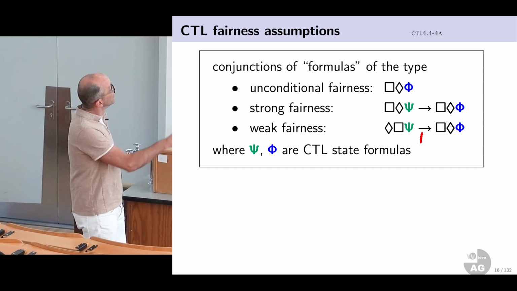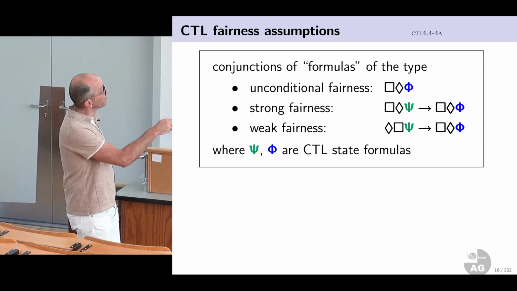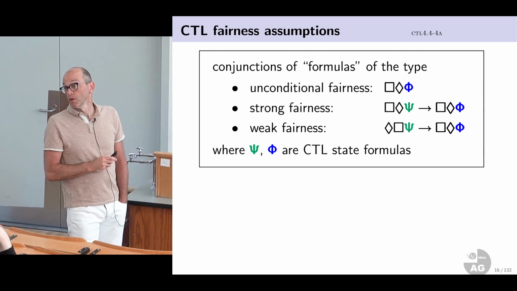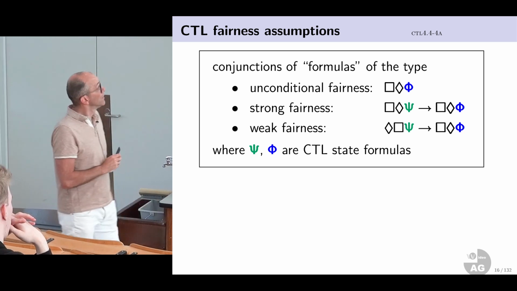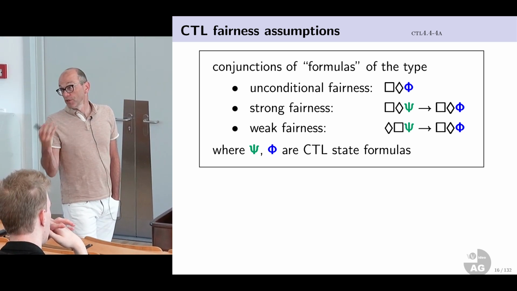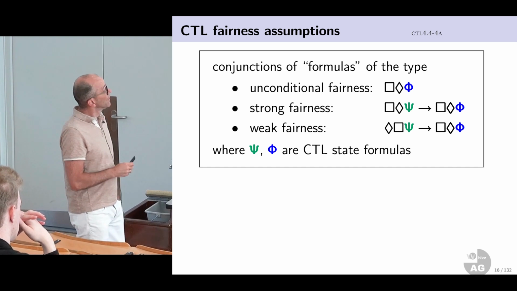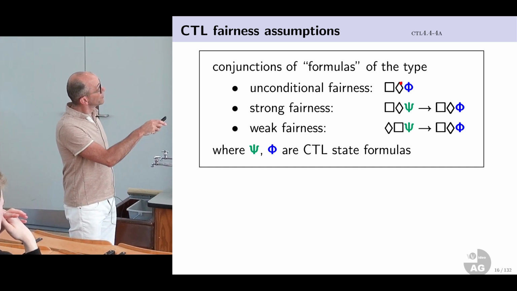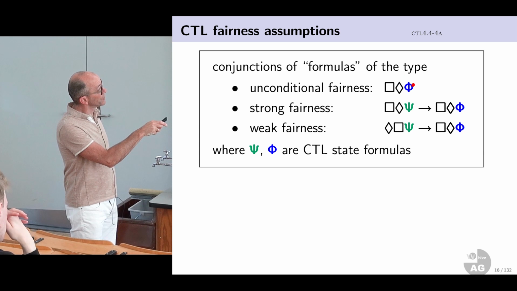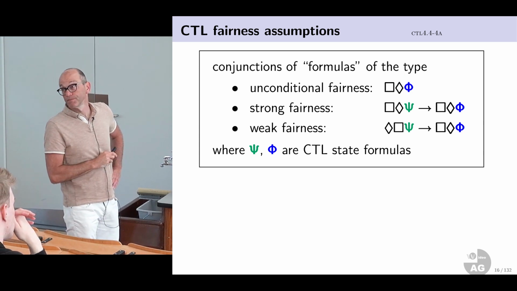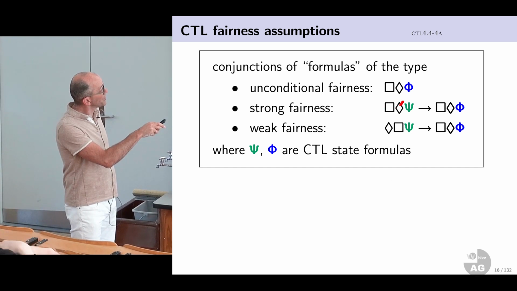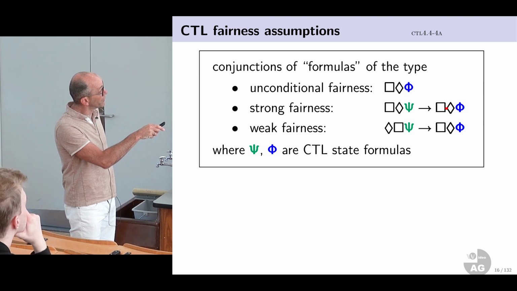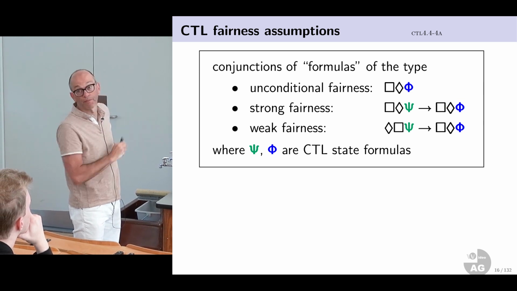So what we have is that phi and psi are state formulas in CTL. They can be arbitrarily nested state formulas, so they could include existential and universal path quantifications. And then we say, okay, infinitely often we should visit a state satisfying this CTL state formula. Strong fairness says if we infinitely often visit a state satisfying the state formula psi, we should also infinitely often visit a state satisfying the state formula phi.